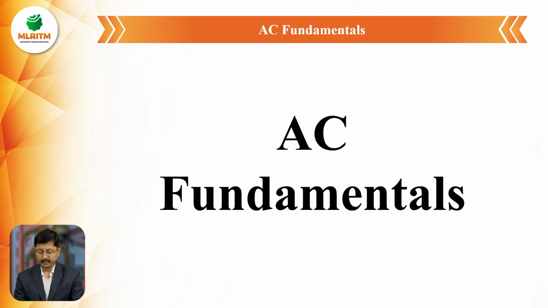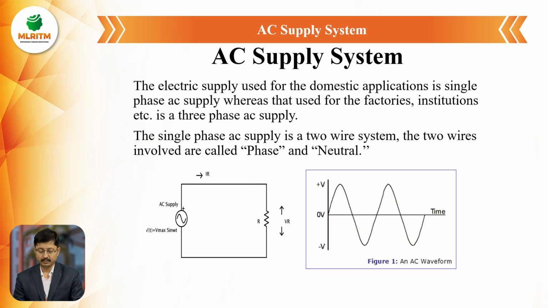Now we move on to the next one, the fundamentals of AC systems. We will see the AC supply system. The electric supply used for domestic applications is single phase AC supply, whereas for factories and institutions we can use the three phase AC supply. In the diagram, the AC supply consists of two wires, phase and neutral. One is phase and the other one is neutral.